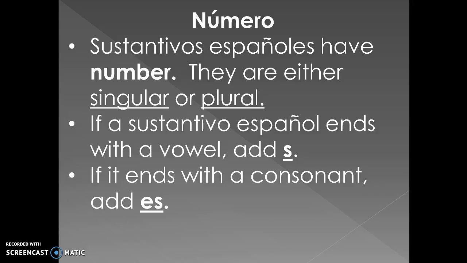If a Spanish noun ends with a consonant, you're going to add the letters ES. So for example, you have on your vocab list, I believe the word escritor, which is writer. To make that plural, it would be escritores. Now you're going to pause the video briefly and complete the activity where you change the nouns below from singular to plural. Once you're done, restart the video.